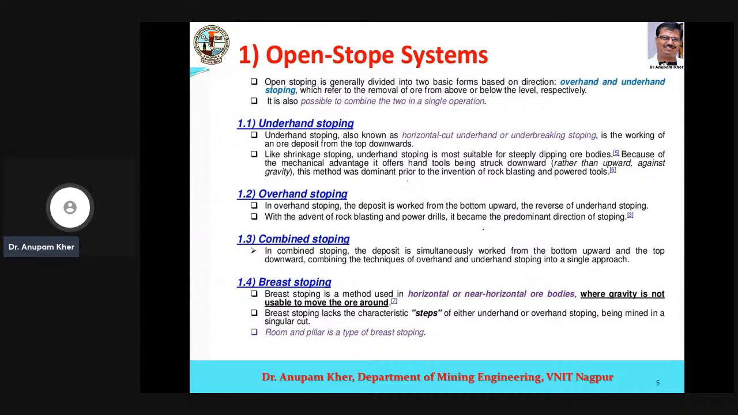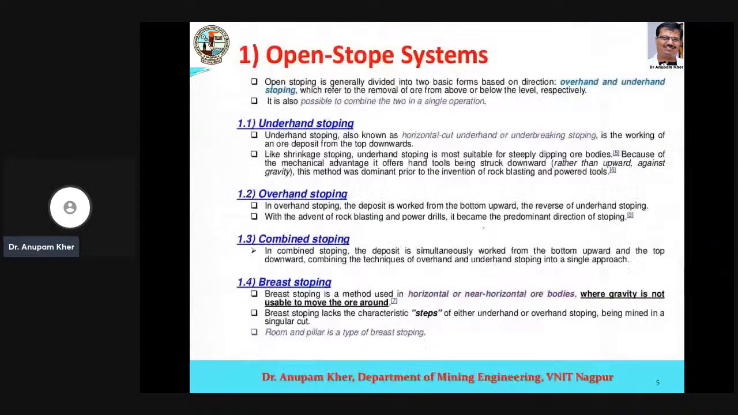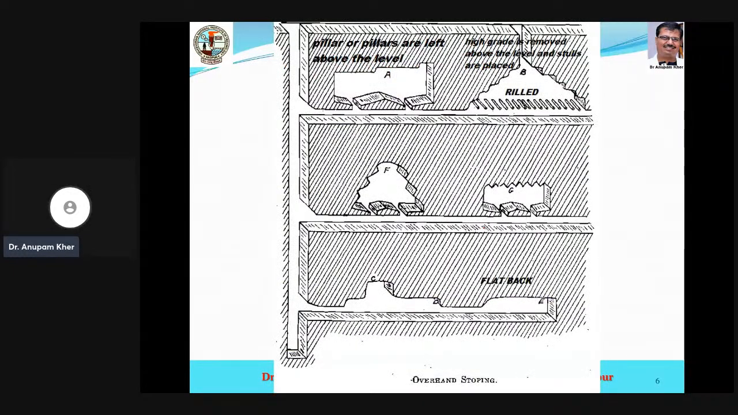Whenever we consider any stoping method, for example room and pillar, or cut and fill, it can be either underhand, overhand, or breast in terms of the directional stoping. So you have to consider this classification very well. As you can see here in open stoping, hardly any supports are given.